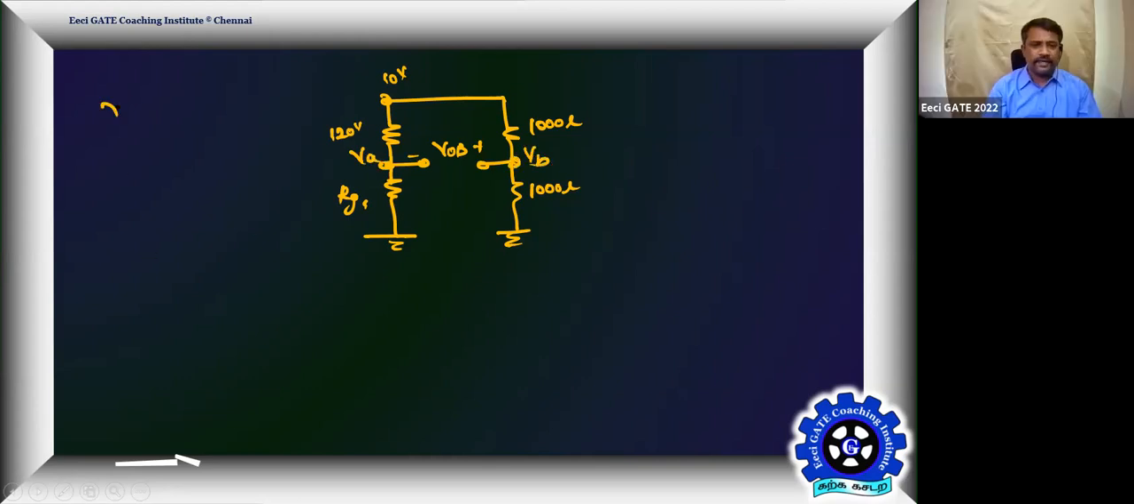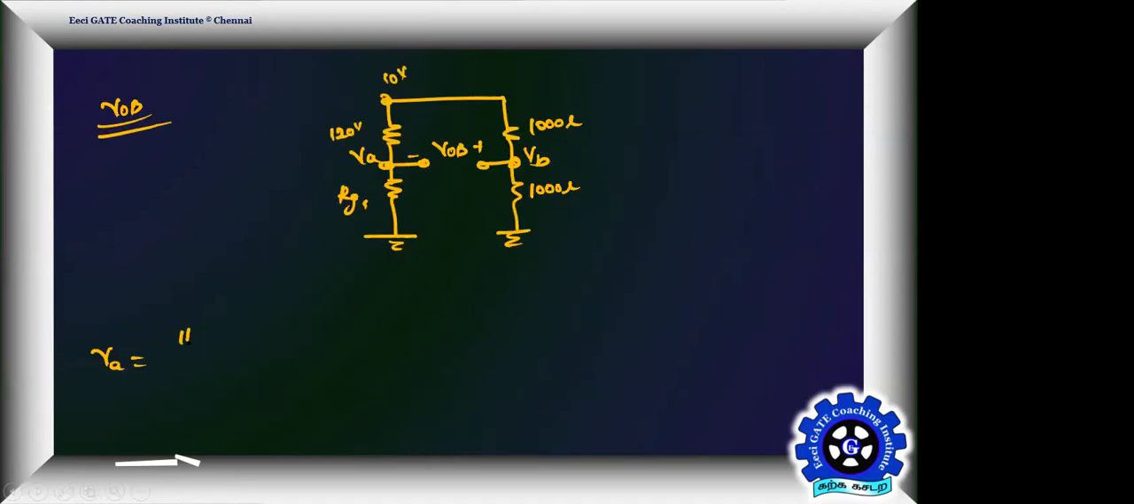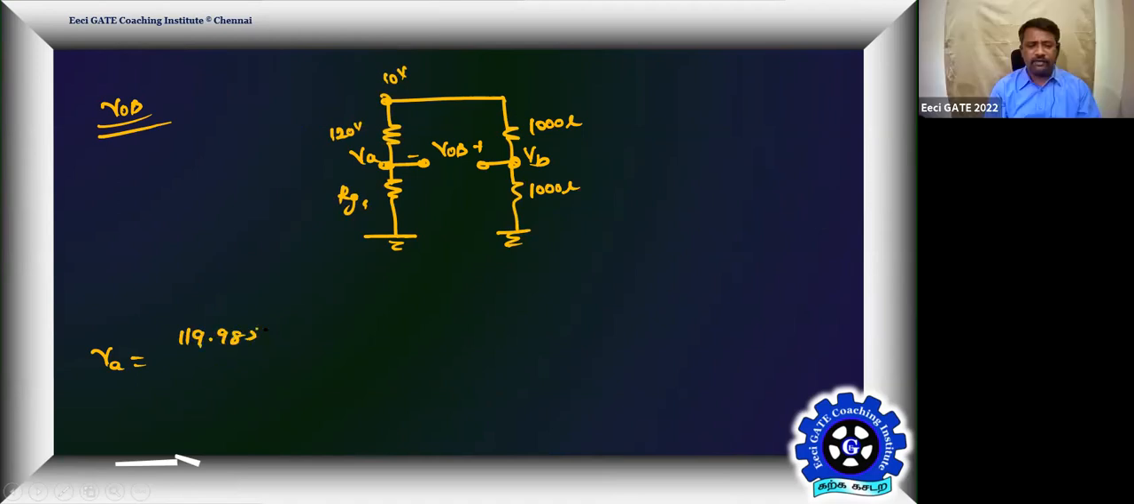The goal is to find V naught of the bridge. What's VA now? RG1 is known, 119.985 ohms, divided by total 120 plus this, which is going to become 239.985, into 10 volt. That's the exact number of VA, and VB always remains 5 volts. Now tell me what is this number accurately.